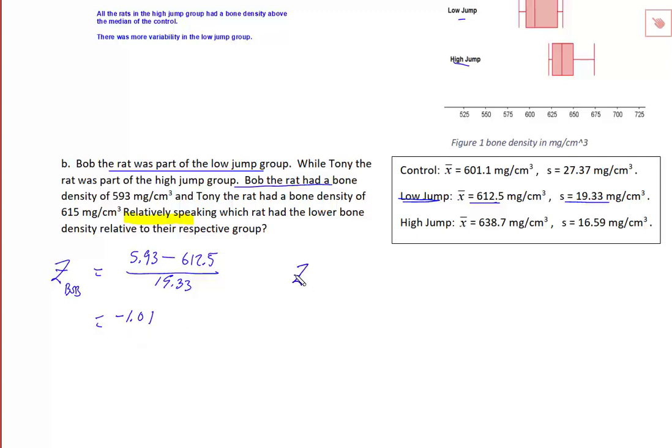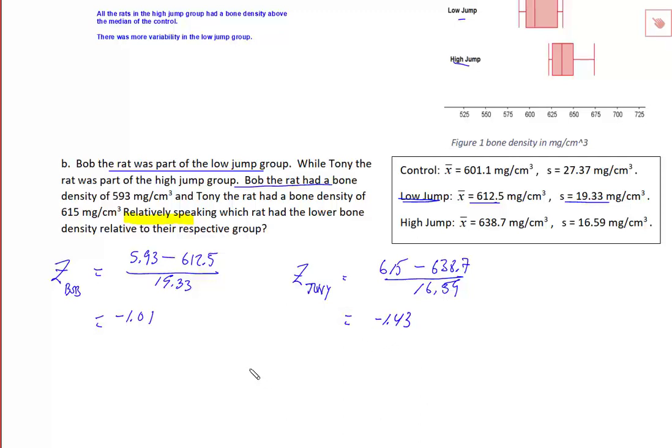So now I'm going to find Z for Tony, the high jump rat. And if I do that, what do I get? Well, Tony was 615 milligrams. Yep, 615 milligrams. And I put a 593. I'm not sure why I put a decimal. I didn't calculate with a decimal, by the way. That's incorrect. I'm not sure why I did that. And, nope, 638. I'm going to fix that. And here we go. And I get negative 1.43.